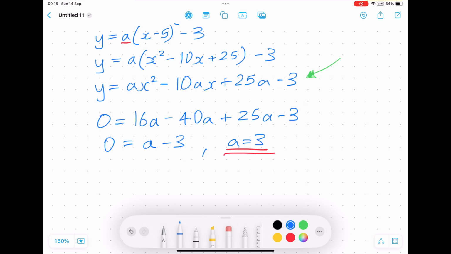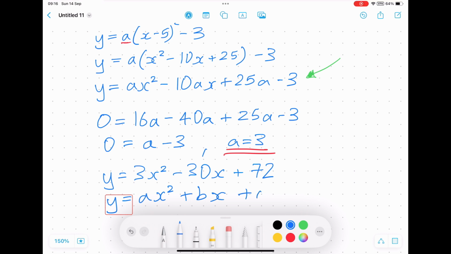So then all we have to do is substitute in the value of a that we found into the equation I've highlighted there, the expanded form of the completed square. If we do that, you get 25 times 3 at the end there, 75. 75 minus 3 is 72, and that's it. So that's what it wanted. It wanted our quadratic, and it wanted the coefficients of x squared and x, which we found there. So a is therefore 3, b is minus 30, and c must be 72.